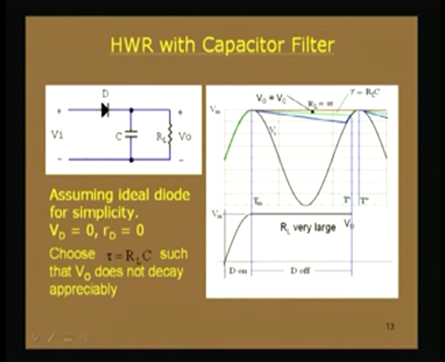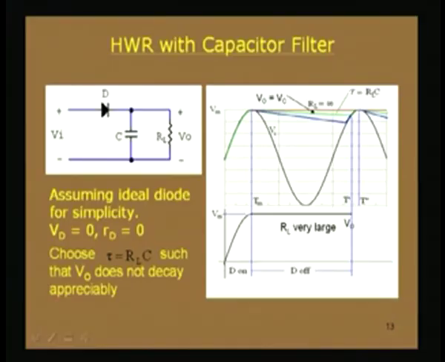So, let us first consider the half wave rectifier. The half wave rectifier with capacitor filter will be this circuit, where a capacitor is included across the load resistance RL. Here, of course, we will also consider an ideal diode for simplicity, because we are concerned about the analysis, so let us consider an ideal diode where the cut-in voltage is 0 as well as the average resistance is also 0.